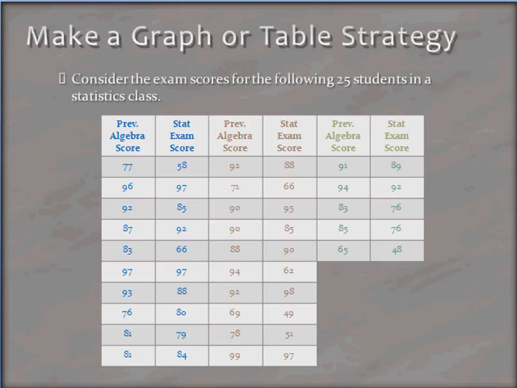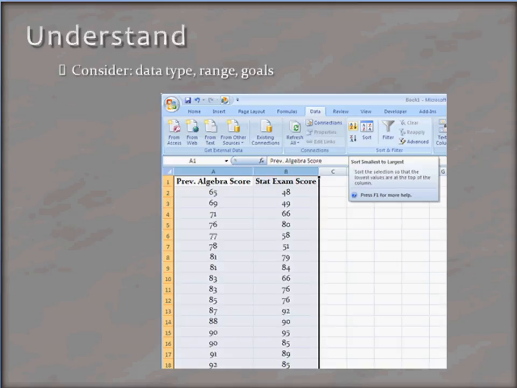So this is a time when we want to use Excel. Excel, as we know, is a useful tool for organizing data, storing a small amount of data, and analyzing it in a variety of different ways. One of the first things we're going to do is just paste this data into Excel, and sort it from smallest to largest based on previous algebra scores. We use this sort function up here, and we sort the pairs of data according to previous algebra score.